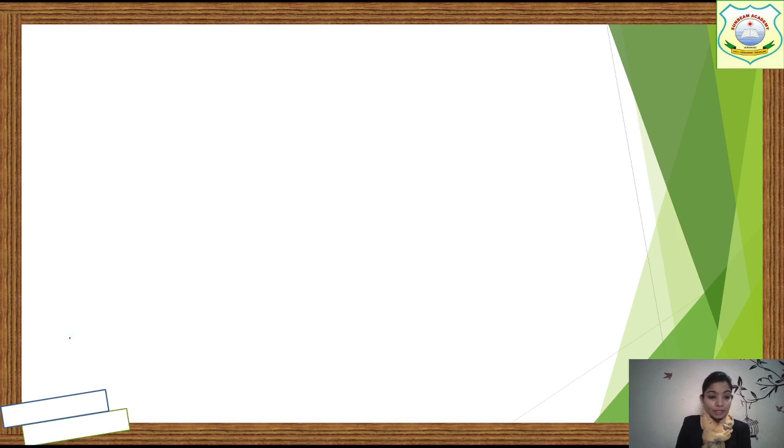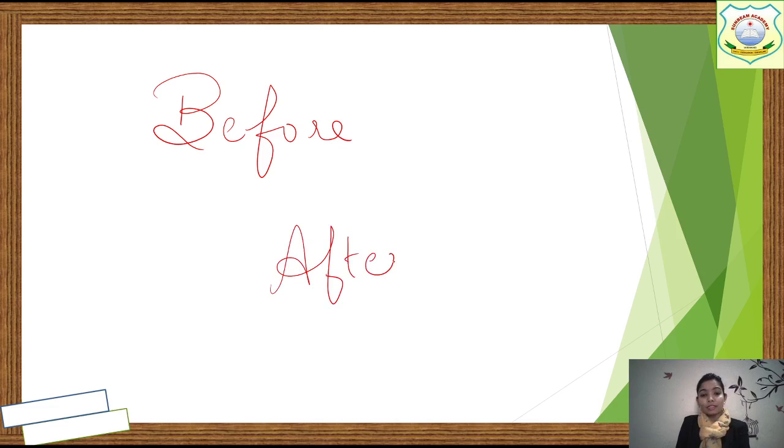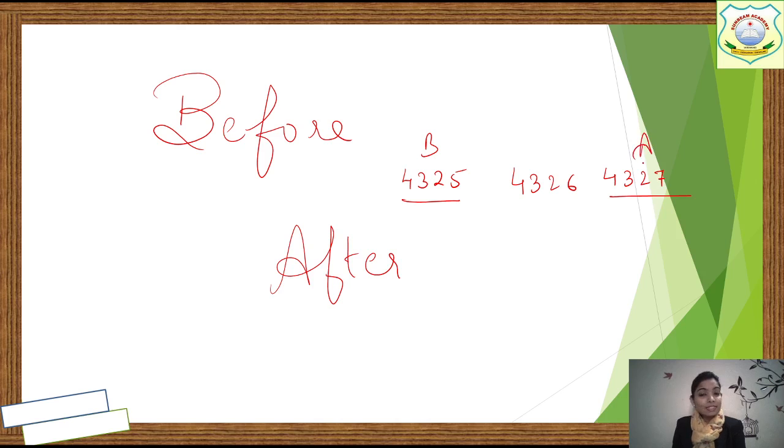Now I'm writing today's topic, that is before and after. This is today's topic. Now, what does before mean? Before means पहले. पहले क्या आता है? After means बाद में क्या आता है? Right? So now if we take a number like 4326, what comes before and what comes after? Before means पहले क्या आता है? तो 4325, and 4326 के बाद क्या आता है? After, 4327. So this is before and this is after, right?